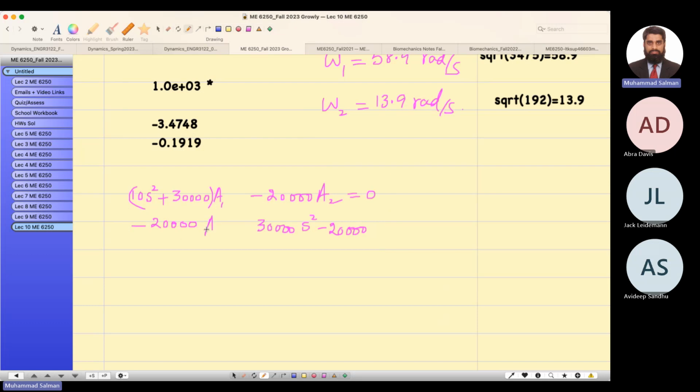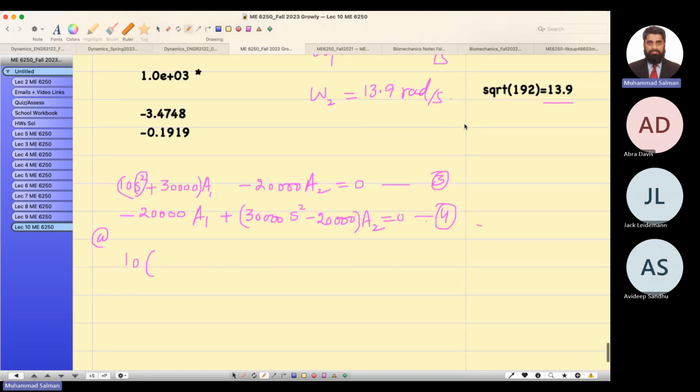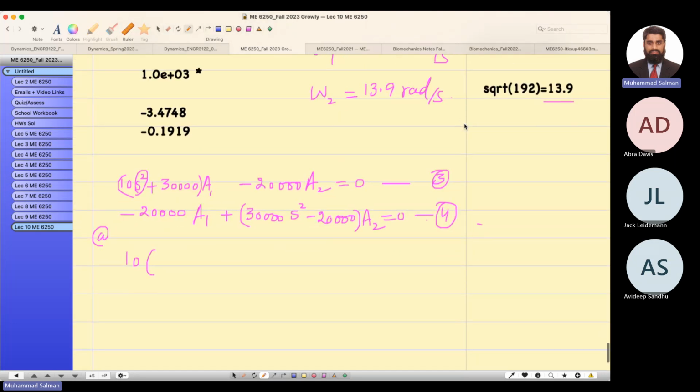And this is my A1. So now in place of s square, you can select either this equation or this equation to find out the mode ratio. So let's select the first equation, equation number 3. In place of s square, at the first resonance, which is this one, I will take omega 1. Usually we have the smallest one as 1, but it is written. So omega 1 equals 58.9. 58.9. Okay, you see my point?